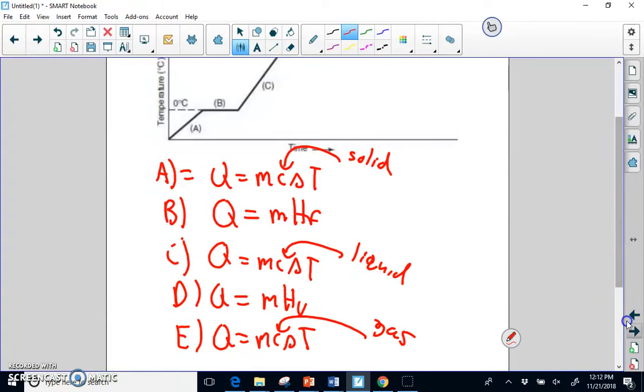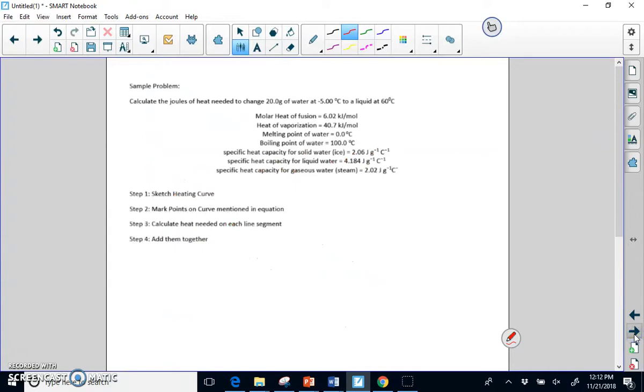So we're going to go to the next page, which has an example problem and the steps to do it. It says calculate the joules of heat needed to change 20 grams of water at 5 degrees Celsius to a liquid at 60 degrees Celsius. And just to let you know, I want to change this in terms of sig figs to this. Doing it with one sig fig is very awful. So we notice we have all this information. We're not going to need to use all of it, but we're going to use some of it.